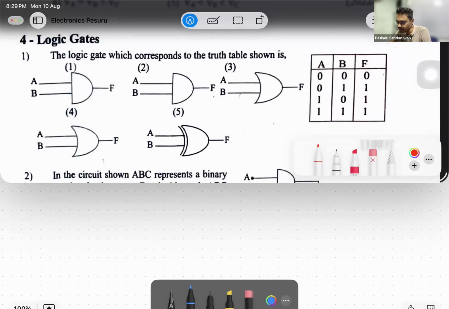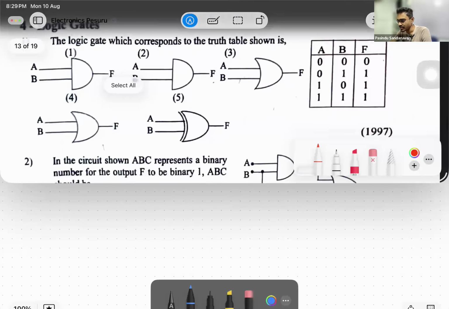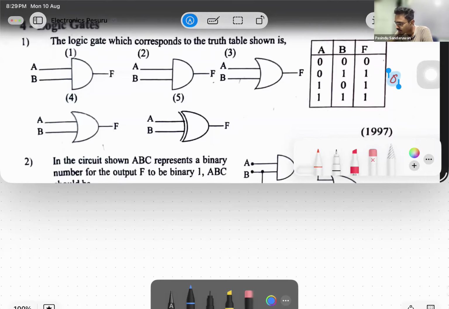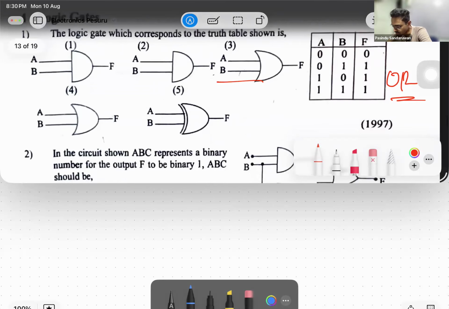First one, the logic gate which corresponds to the truth table shown is. That's a very popular one. 0, 1, 1, 1 means this is the OR gate. Then OR gate, it is 3.